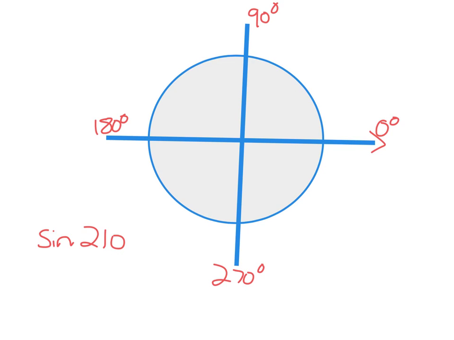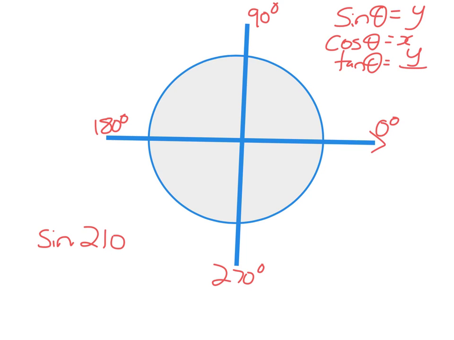Now, remember that sine of whatever angle I'm interested in is the y-coordinate, cos of the angle is the x-coordinate, and tan of the angle is going to be the y-coordinate divided by the x-coordinate. So over in this quadrant here, all of sine, cos, and tan are positive, because the x values are positive, like 1, 2, 3, and the y values are positive too.